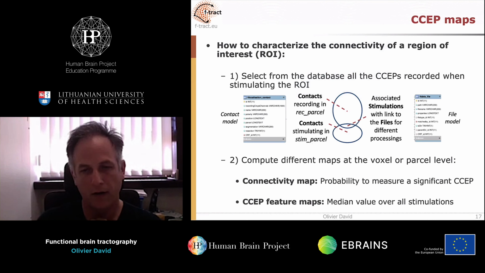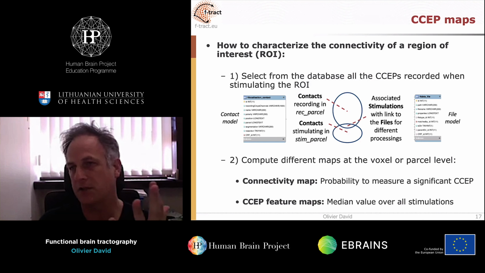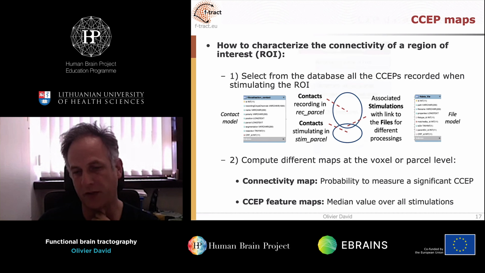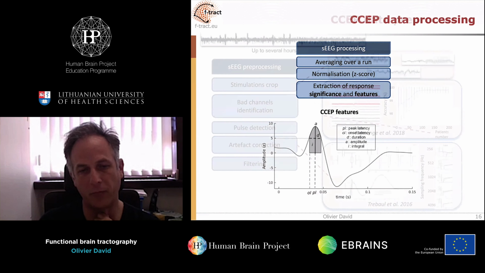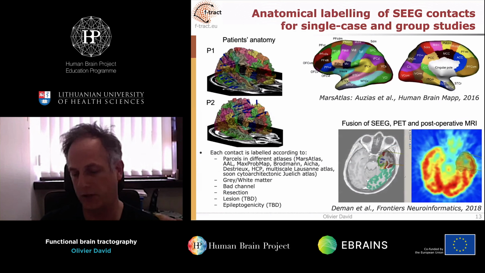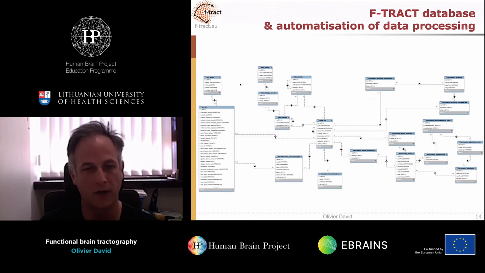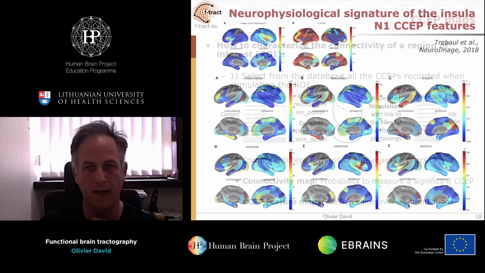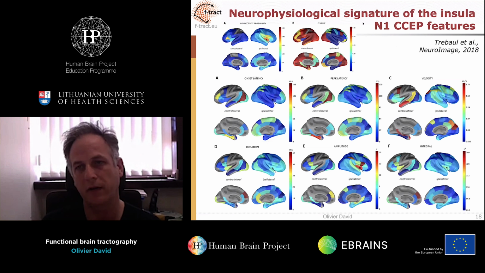Which means that once we have done this, we have a large database of cortical responses, and then we can construct the connectivity maps of all areas. By all areas, I mean all areas that were segmented from the MRI of the patients. Okay, so we have multiple anatomical atlases like that.